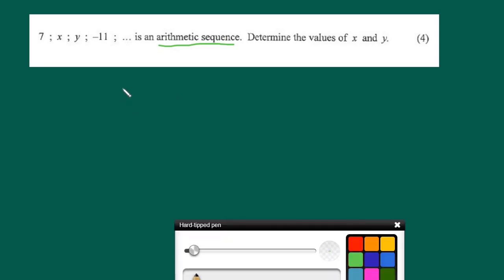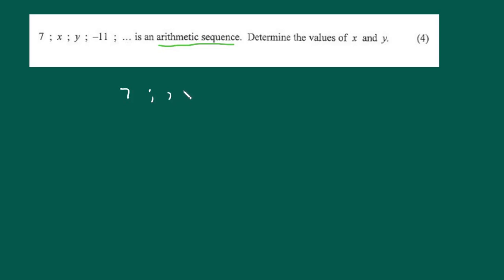Please remember that if you have an arithmetic sequence, you're going to have 7, x, y, and then negative 11, isn't it? Now, since it's arithmetic, that means you are either adding the same number to get to the next term, or subtracting the same number to get to the next term. So to get what should be here, you have to say the number on the right minus the one on the left.